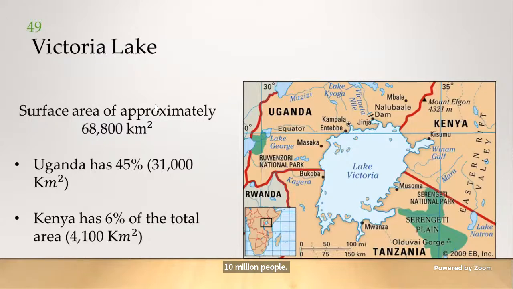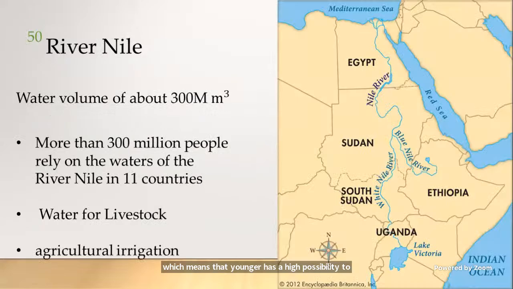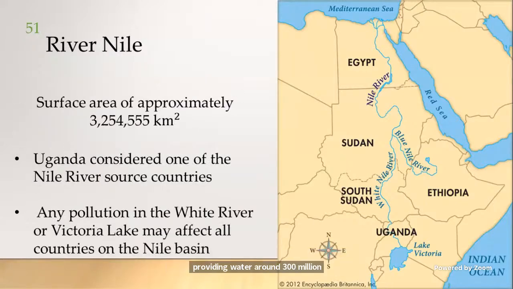We will find that Uganda shares about 45% of the surface of the lake, while Kenya shares only 6%, which means that Uganda has a higher possibility to impact the lake. The largest water source in Africa is the Nile River, providing water to around 300 million people in 11 countries. Uganda is considered one of the source countries of the Nile River through the White Nile, while Kenya has no contribution in this water.